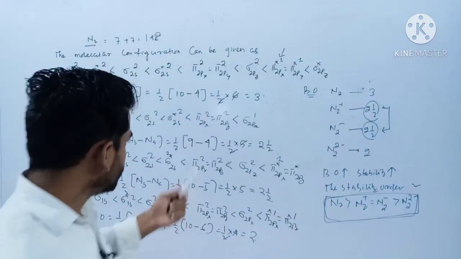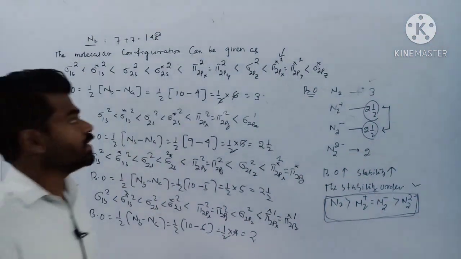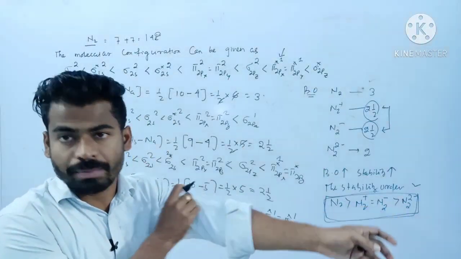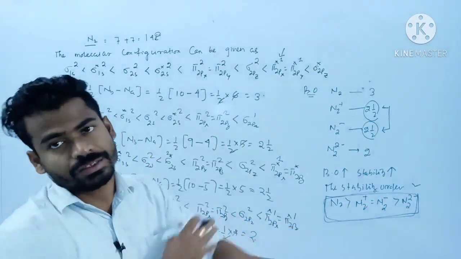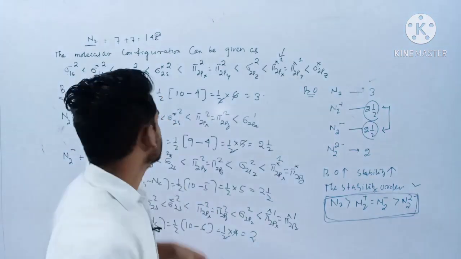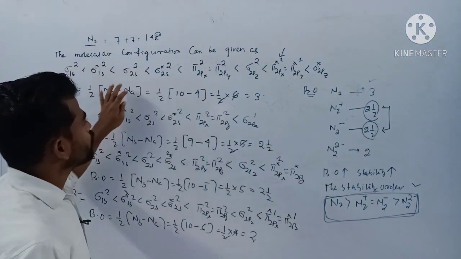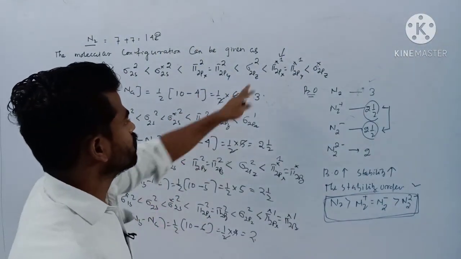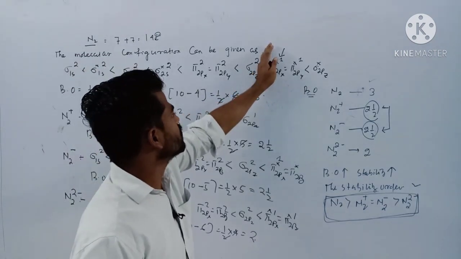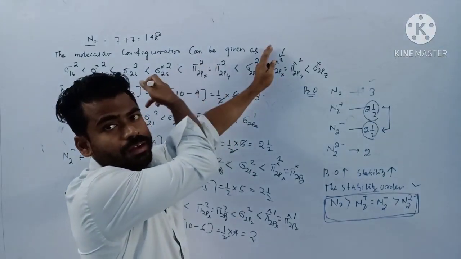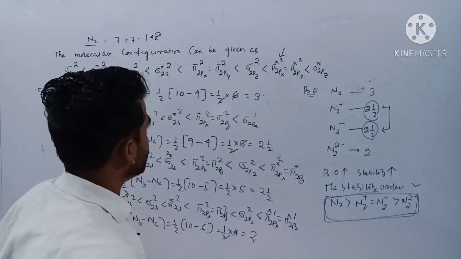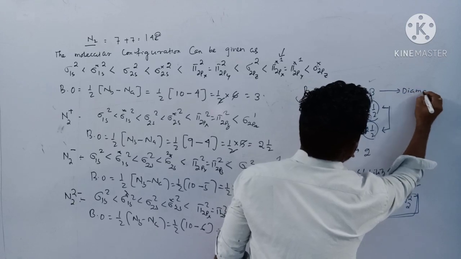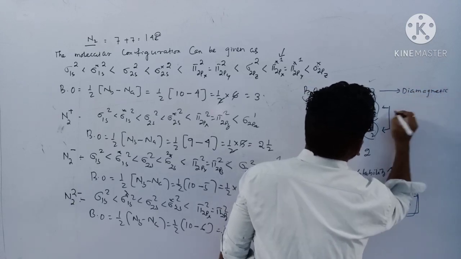Next, another thing is about their magnetic character. Magnetic character means, I have told you, if there is presence of any unpaired electron, then it is paramagnetic. If all the electrons are paired, then it is diamagnetic in nature. So for the first one, N2, there is no unpaired electron. Up to σ2pz2, this one also, 14 electron species, all the electrons are paired. So N2 is diamagnetic.